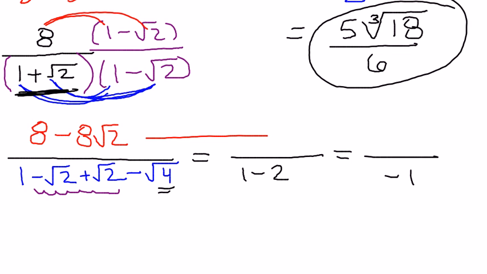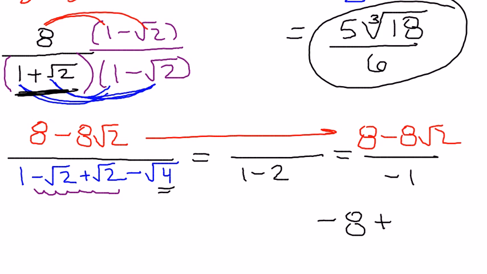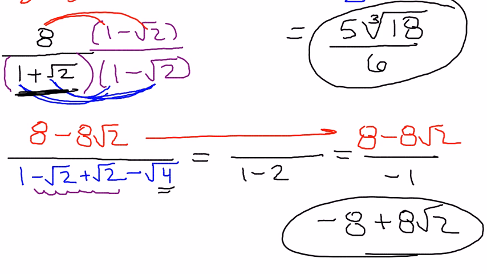And now we'll just bring that over. So I've got 8 minus 8 square root of 2. And dividing by negative 1, I can clean this up for a final answer here pretty easily. Just divide both terms by negative 1. 8 divided by negative 1 is negative 8. And a negative 8 square root of 2 divided by negative 1 becomes a positive 8 square root of 2. So there you go. Just a quick review on how to get rid of radicals that are in your denominator.